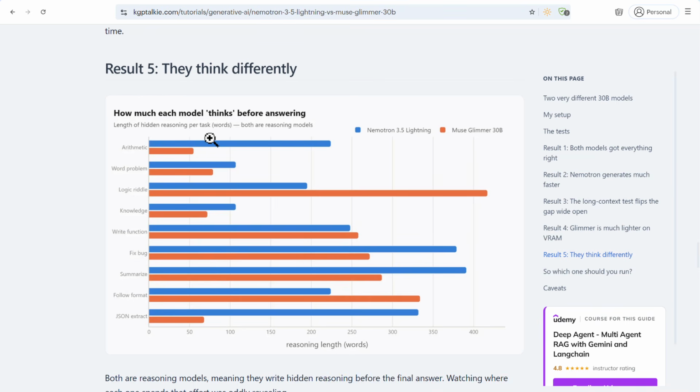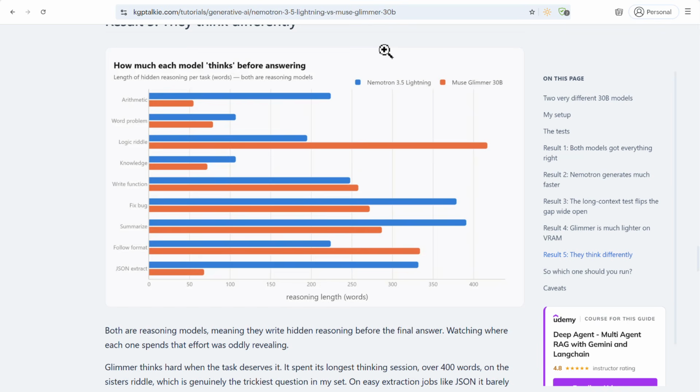All right. Now in the result number 5, I want to show you here. Both of these models think differently. Muse Glimmer has a very, very large thinking basically. The maximum number of tokens was used by the Muse Glimmer for the logic riddle task. Whereas if you notice in the rest of the other tasks, the Nemotron is putting a lot of effort in thinking. So Nemotron is putting a lot of effort for smaller tasks as well.